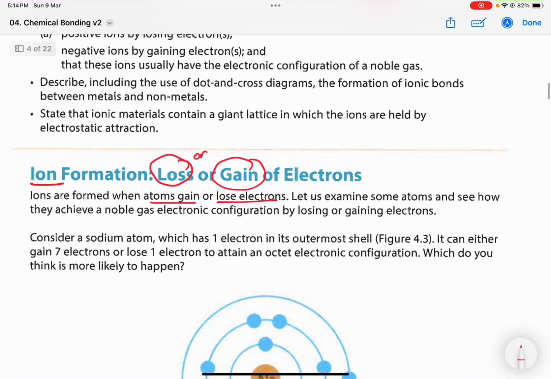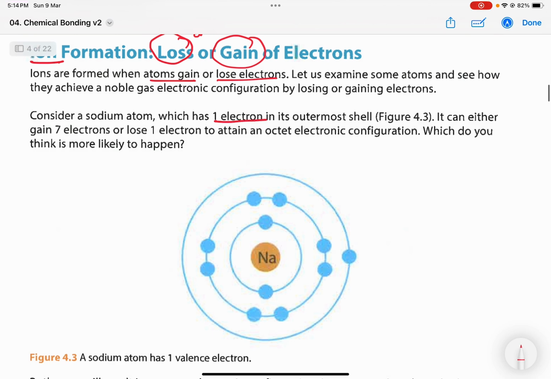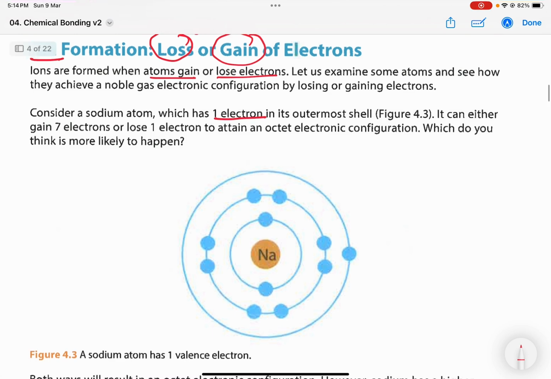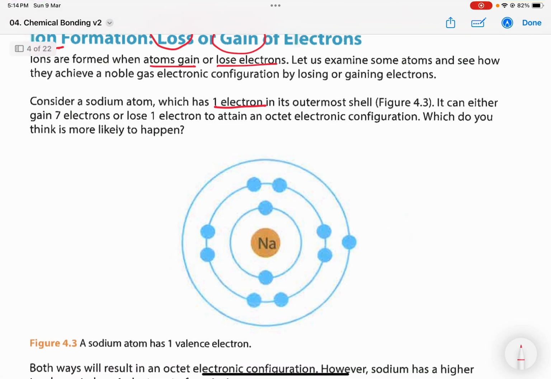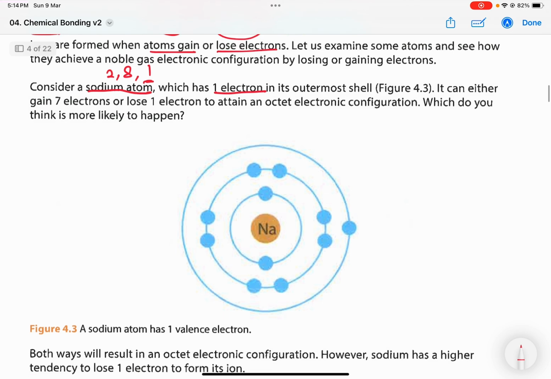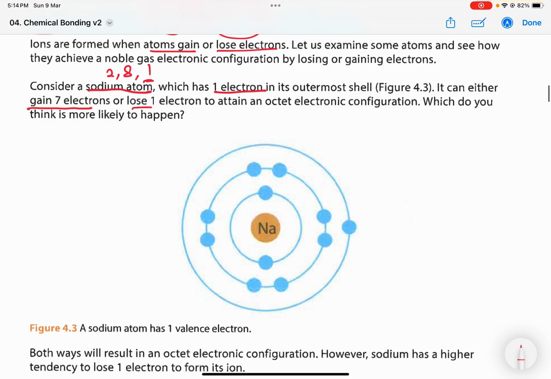Let's look at it. Consider your sodium atom, which has one electron in its outermost electron shell. The sodium atom's electron configuration is 2, 8, 1, so 1 electron in the outermost shell. What can happen is that it can either gain 7 or lose 1 electron to form that octet electronic configuration. So the key idea here is, which is more likely to happen, which is easier? Is it losing 1 or gaining 7? The answer is to lose 1 electron.